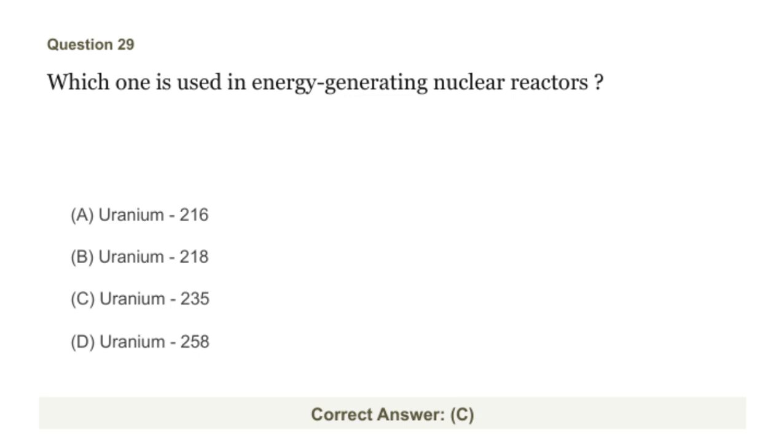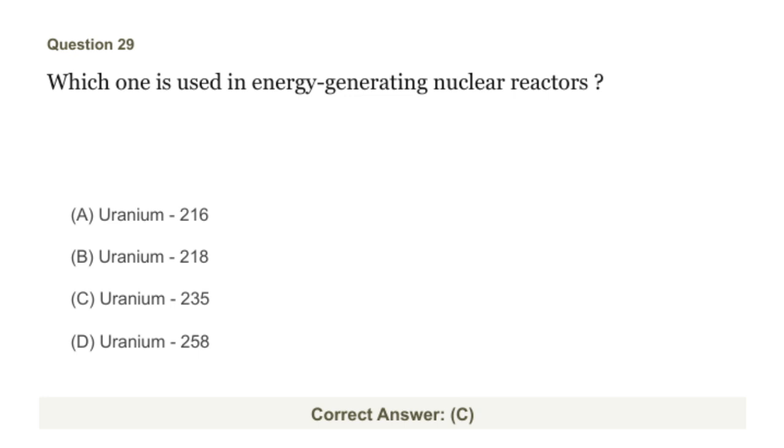On the other hand, isotopes like uranium-216, uranium-218, and uranium-258 are either unstable or not suitable for sustaining a chain reaction, so they aren't used in reactors. So the correct answer is C, uranium-235. Remember, this particular isotope is crucial because it's the backbone of nuclear energy production, providing a reliable and efficient source of power.